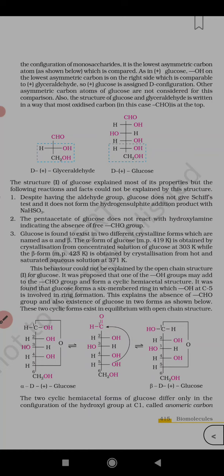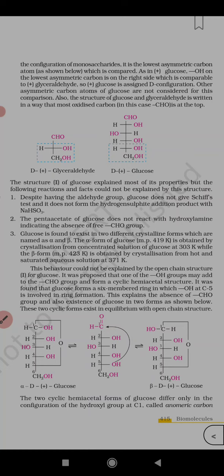Glucose is found to exist in two different crystalline forms, which are named alpha and beta. The alpha form of glucose, with melting point 419 Kelvin, is obtained by crystallization from a concentrated solution of glucose at 303 Kelvin, while the beta form, with melting point 423 Kelvin, is obtained by crystallization from a hot saturated aqueous solution at 371 Kelvin.